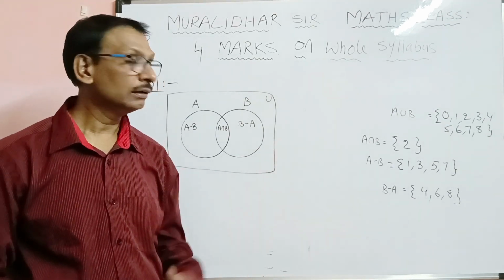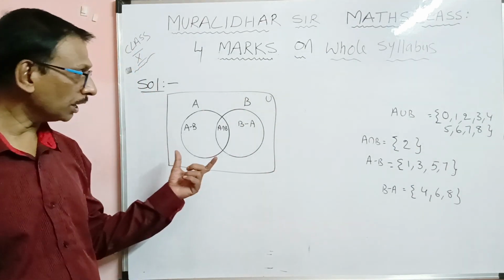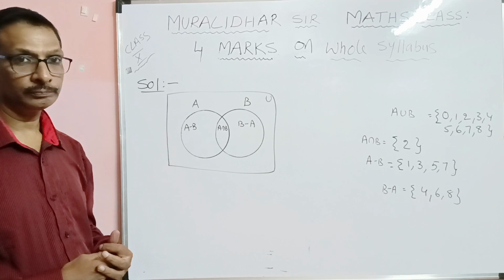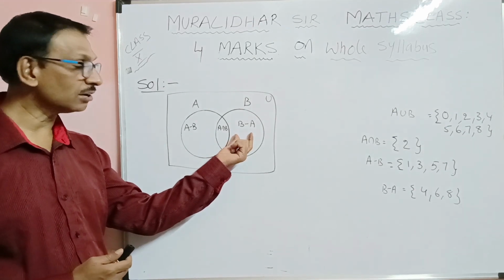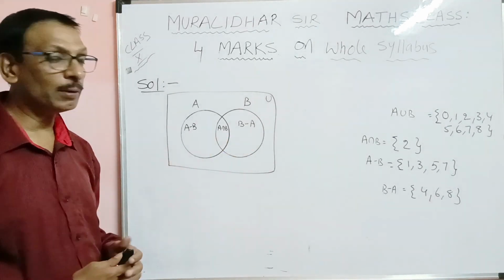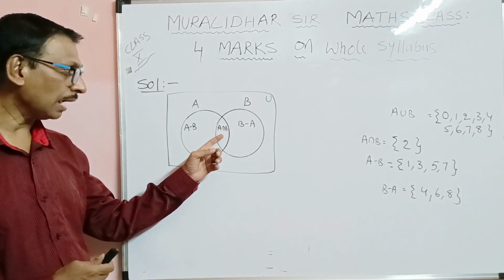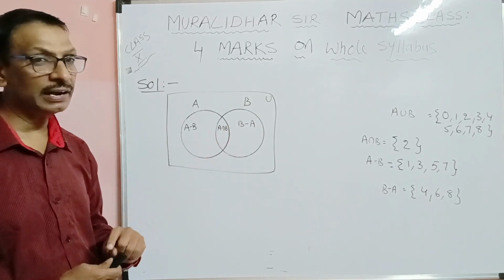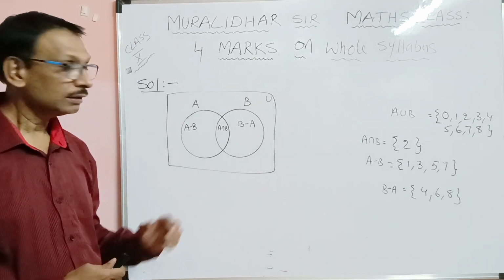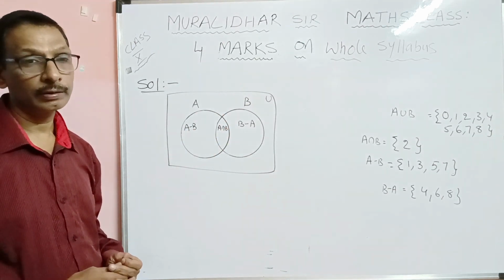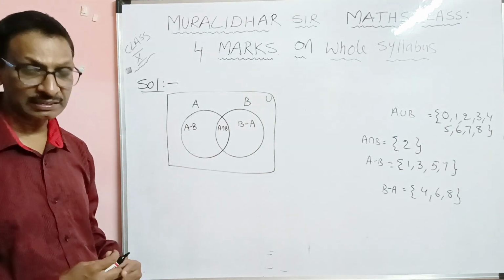After writing the given sets in the roster form, you draw two overlapping circles. This part is called A minus B. This part is called B minus A. And the middle part is called A intersection B. A minus B, A intersection B and B minus A. We can combine these three parts. Then we get A union B. Now, how to fill up this Venn diagram by given sets?